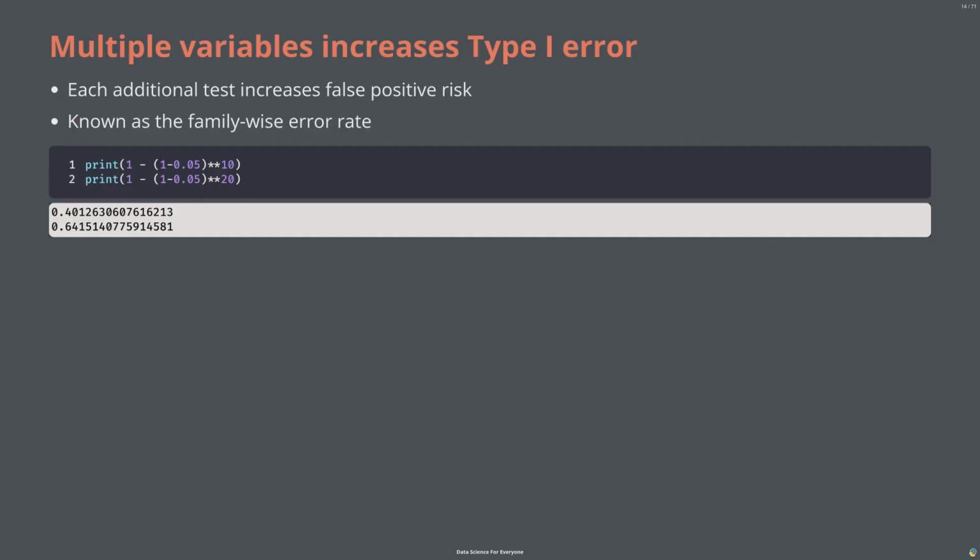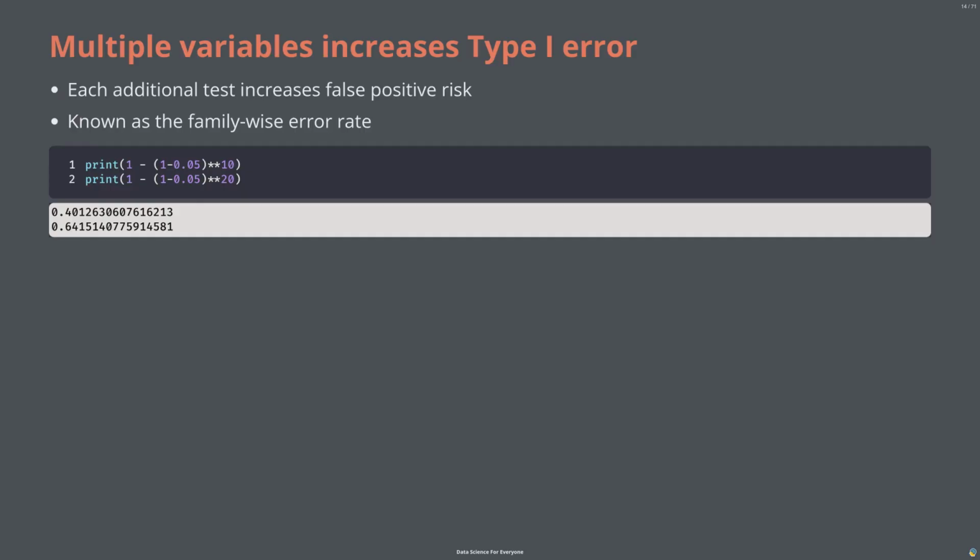The more variables or hypotheses you test, the greater the chance of type 1 error. A typical significance level alpha is 0.05, meaning there is a 5% chance of a false positive. If you conduct multiple tests, the chances of getting at least one false positive increases. For example, 10 tests at 5% significance leads to a 40% chance of at least one false positive. If you run 20 tests, the chances increase to about 64%.